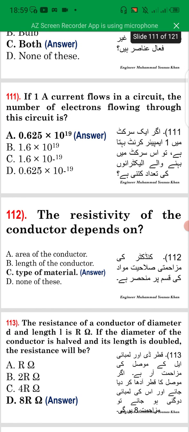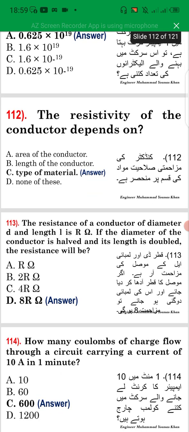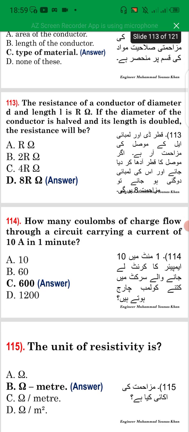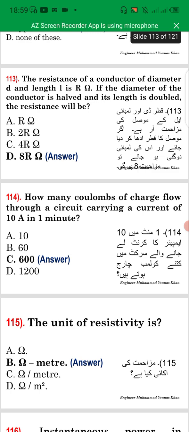The resistivity of a conductor depends on area of the conductor, length of the conductor, type of material, none of these. Type of material. The resistance of a conductor of diameter d and length L is R ohm. If the diameter of the conductor is halved, its length is doubled. The resistance will be R ohm, 2R ohm, 4R ohm, 8R ohm. 8R ohm. How many coulombs of charge flow through a circuit carrying a current of 10 ampere in 1 minute? 600, 10, 60, 1200. 600.